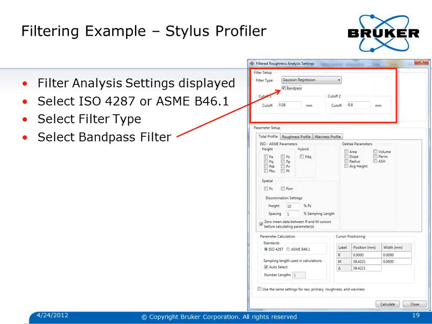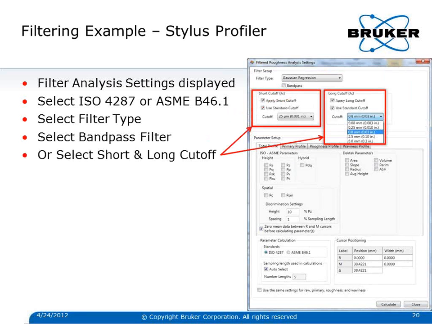So the next thing you want to do is determine if you want to select a bandpass filter, where you use both a short cutoff and a long cutoff. Here, the short cutoff is using a 0.08 millimeter cutoff, and the long cutoff is using a 0.8 millimeter cutoff. Or you can select individually the short cutoff or the long cutoff or both. You can use standardized cutoff filters, or you can actually type in a special cutoff filter. There are industry standards that are used in accordance with ASME B46.1 or ISO 4287, or you can apply specific cutoff filters that relate to your specific application.